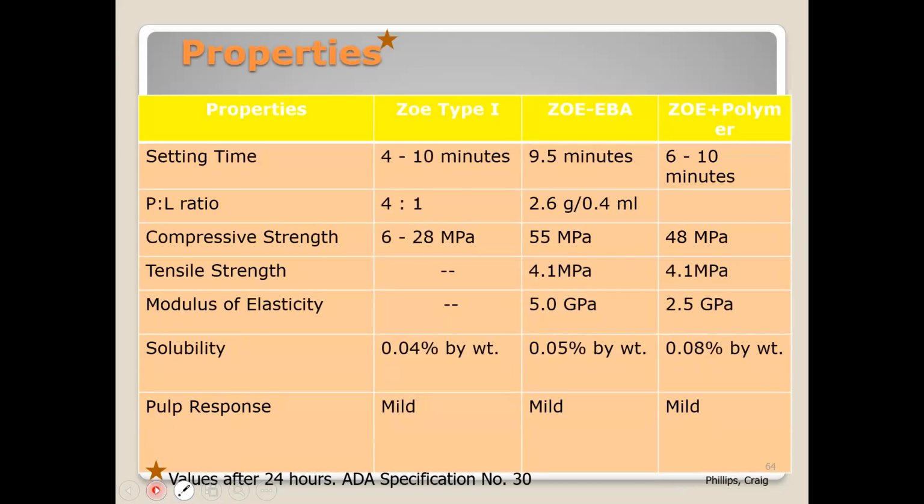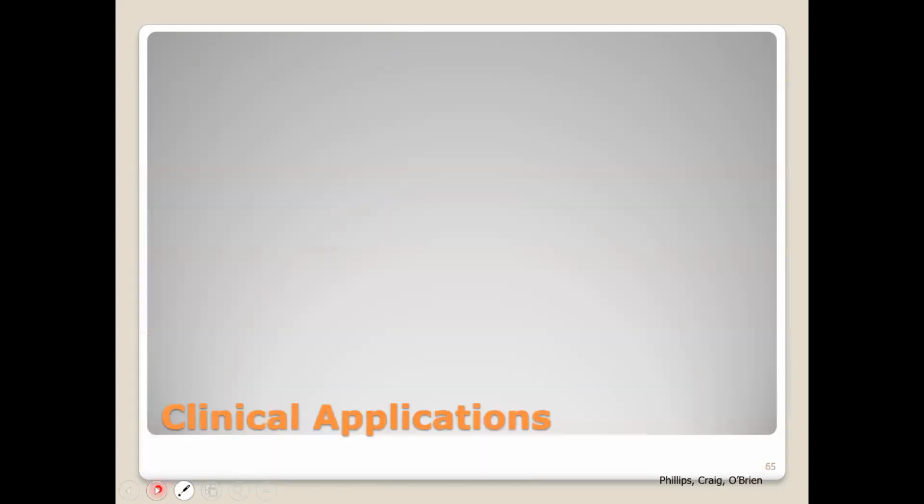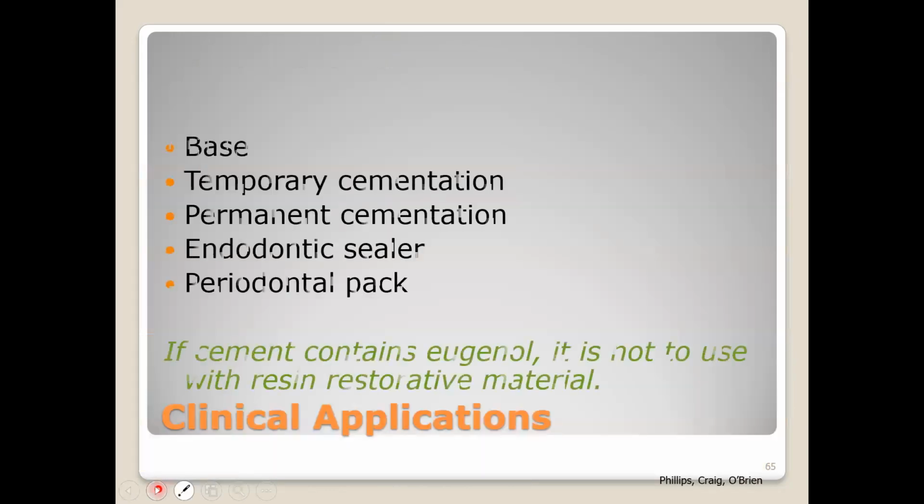So this is a comparison of ZOE type 1, ZOE which has been reinforced with ethoxybenzoic acid, and lastly we have ZOE which has been reinforced with the help of resin or polymer addition. So as you can see here, pulp response for all three is mild. Compressive strength increases whenever we are doing some kind of reinforcing or adding another thing which is stronger than the original zinc oxide eugenol particles.